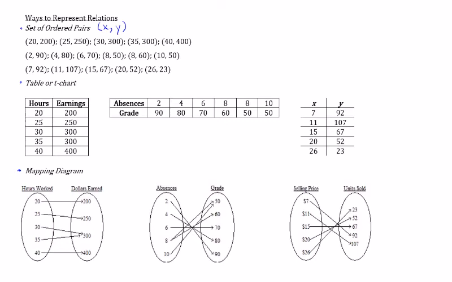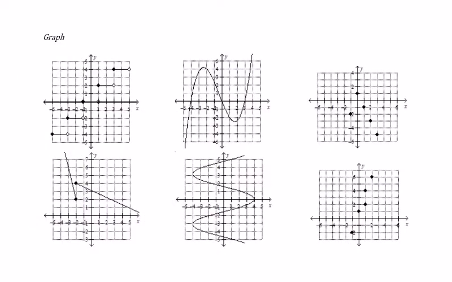Oh, one other way, almost forgot. We have also graphs, right? So graphs are another way to represent relationships. Now with graphs, you could have a set of points. If those are finite points like that, that's called a discrete relationship. Okay. So where you just have a set of points. If you have points that connect all the way through, that's a continuous relationship, right? Where I don't have to pick up my pencil to trace this graph. I could trace it all the way through.